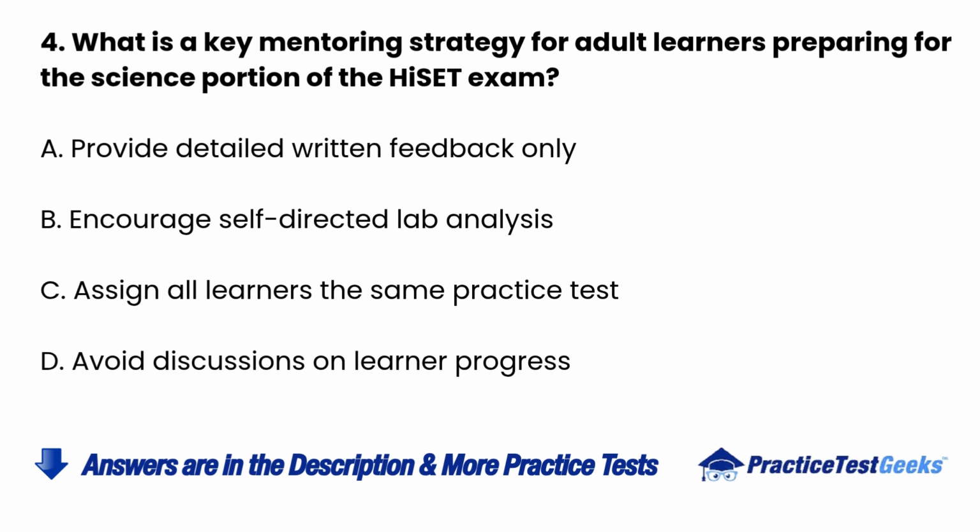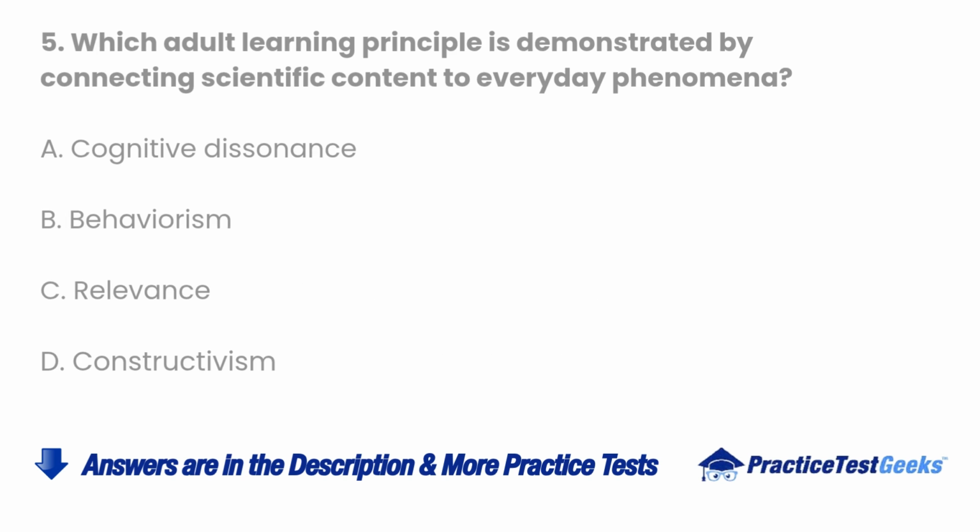4. What is a key mentoring strategy for adult learners preparing for the science portion of the HiSET exam? A. Provide detailed written feedback only. B. Encourage self-directed lab analysis. C. Assign all learners the same practice test. D. Avoid discussions on learner progress.